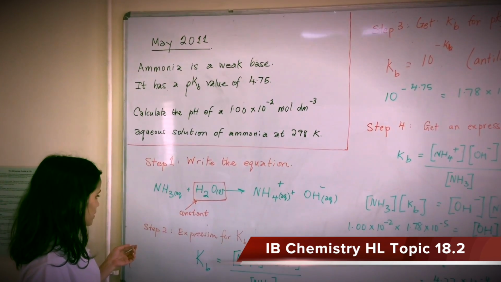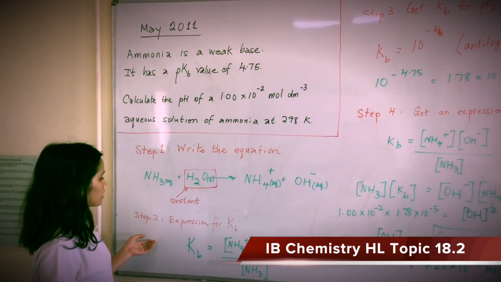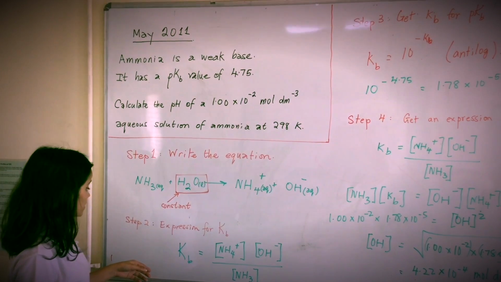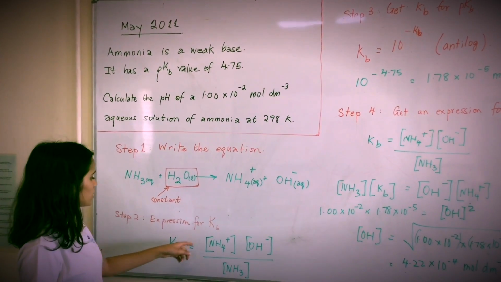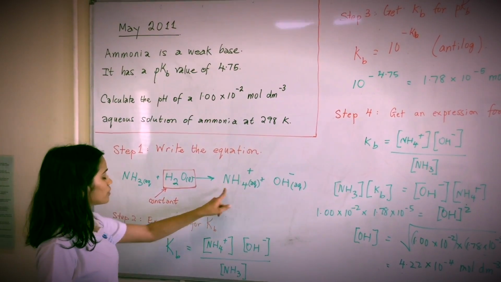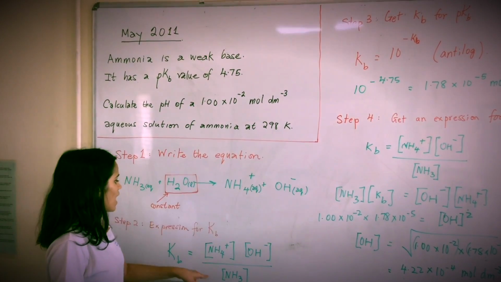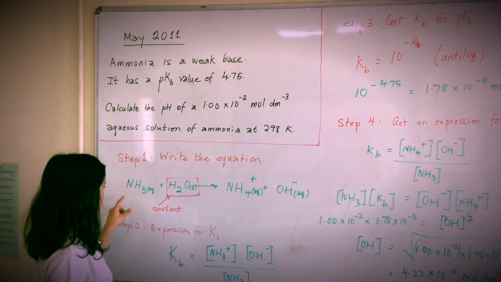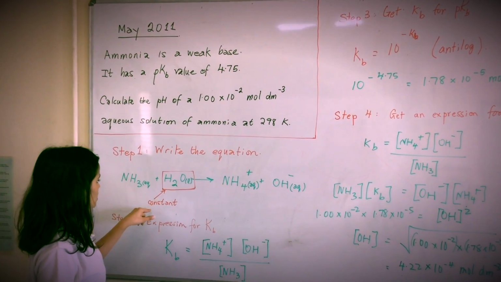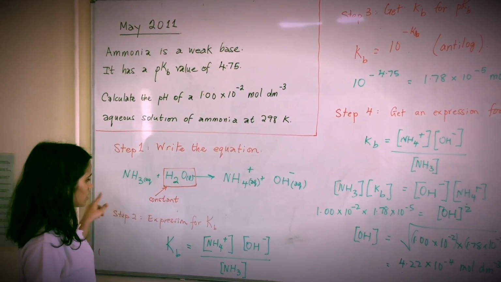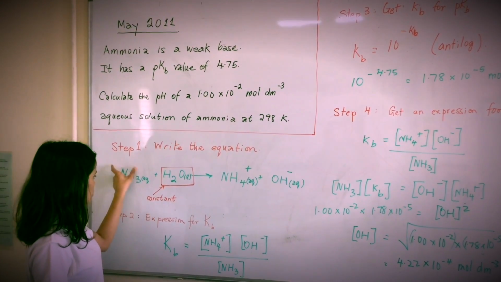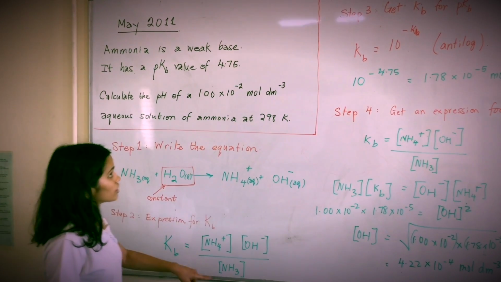The second step is finding the expression for Kb, the equilibrium constant for bases. This is basically the product of the concentration of the products divided by the product of the concentration of the reactants. Since H2O is a constant in this equation, we will not be putting H2O in this, and we'll just have ammonia in here.